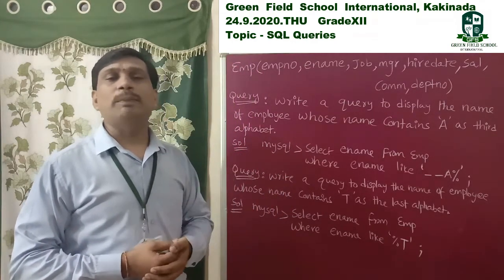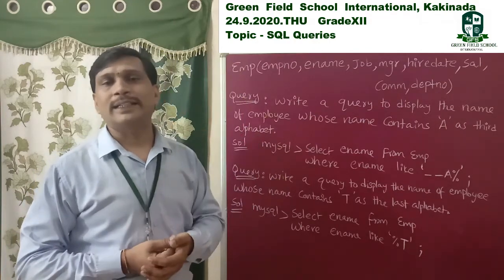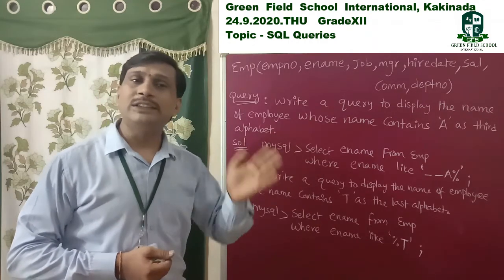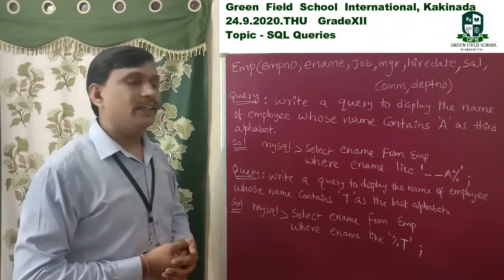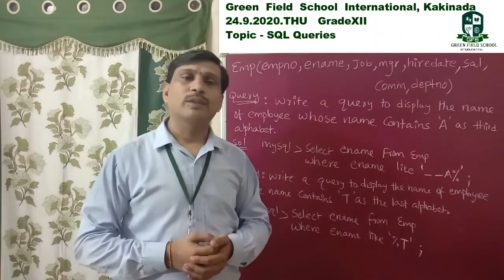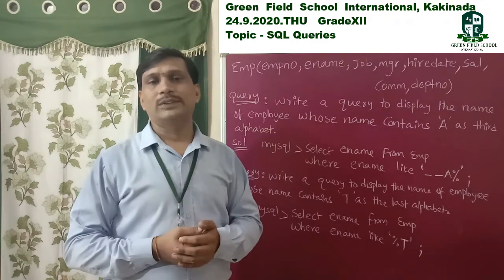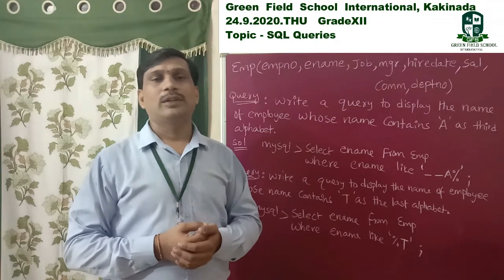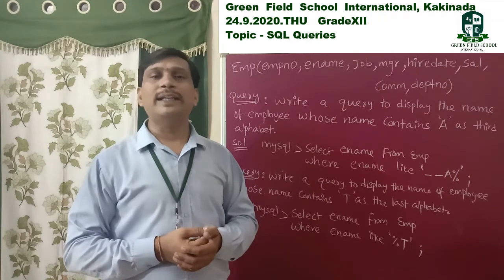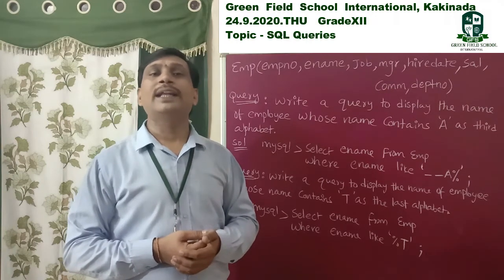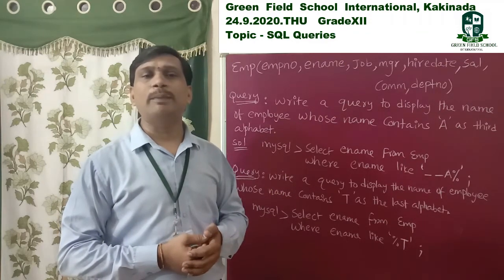So underscore represents only a single character. Percentage represents 0 or more characters. Already explained in the like class. So by using these two wildcard characters, underscore and percentage, we write patterns. In a select statement, we write patterns by using the SQL operator like. We apply the like operator here. How to write using the like operator?